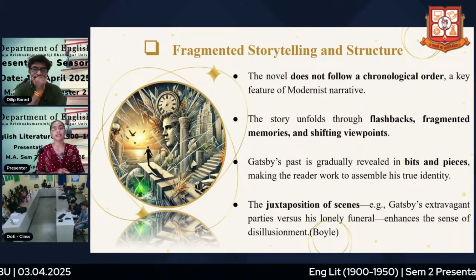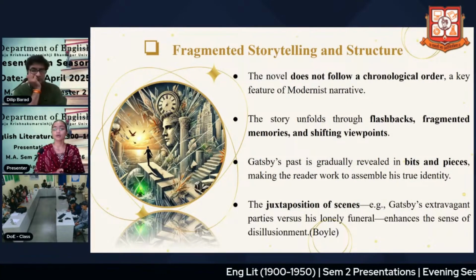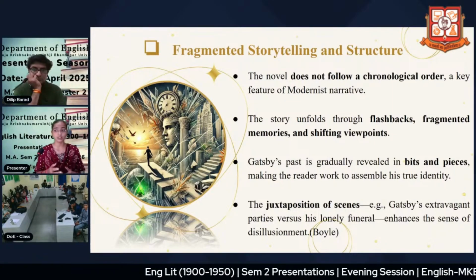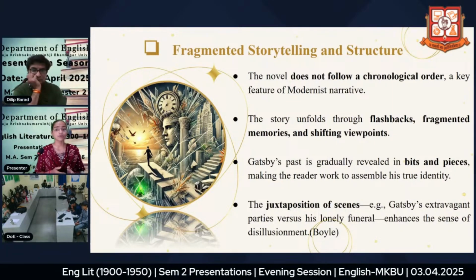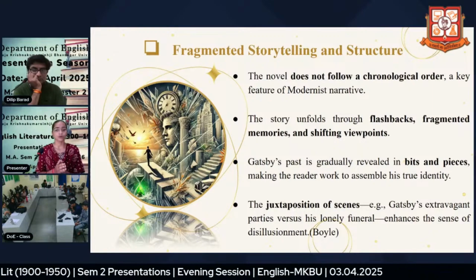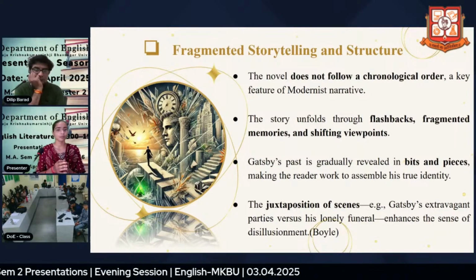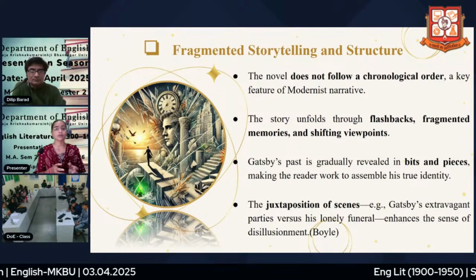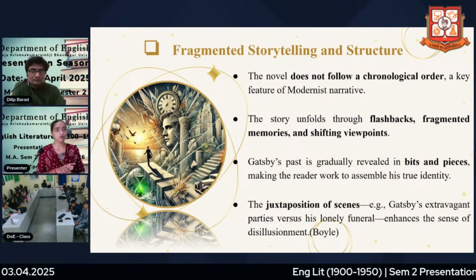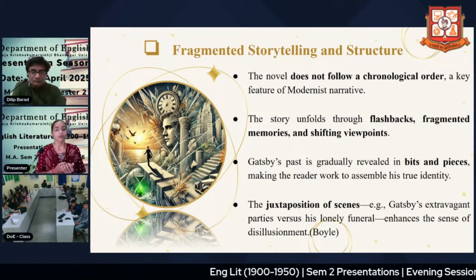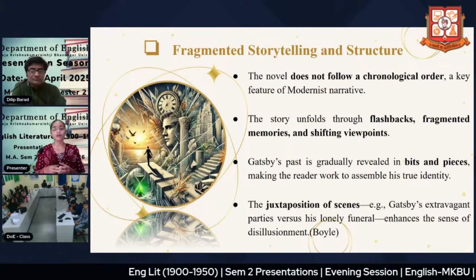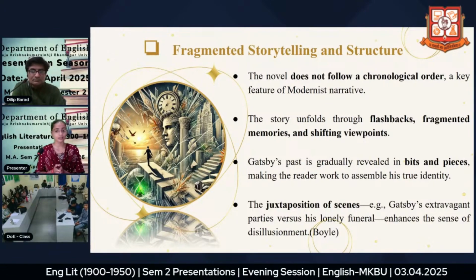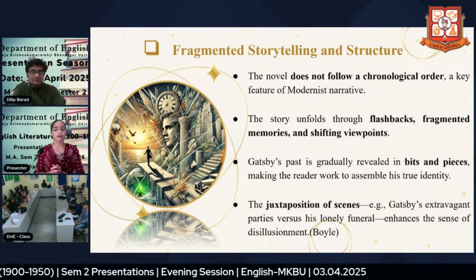Fragmented storytelling and structure. The novel does not follow a chronological order, a key feature of modernist narrative. The story unfolds through flashbacks, fragmented memories, and shifting viewpoints.